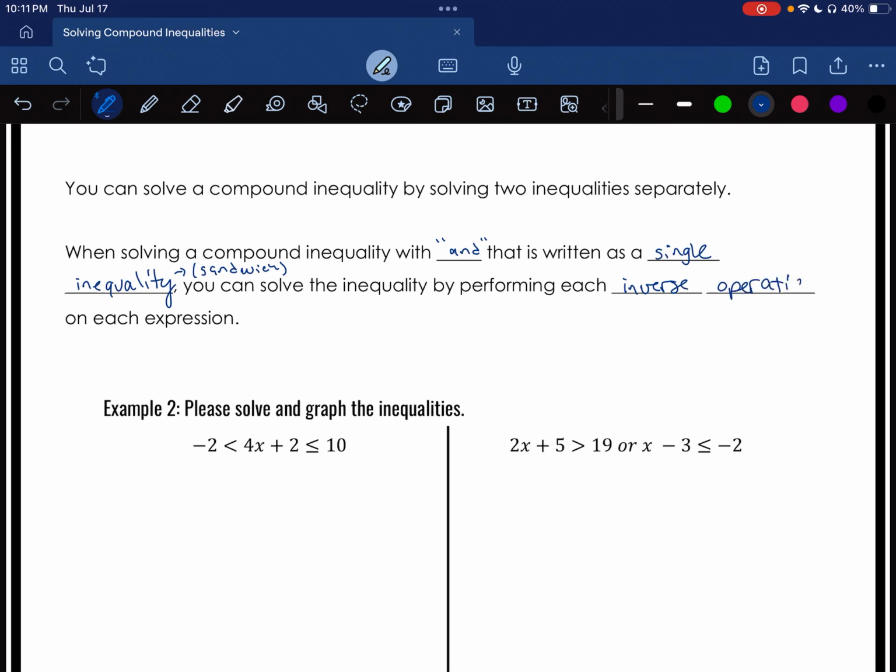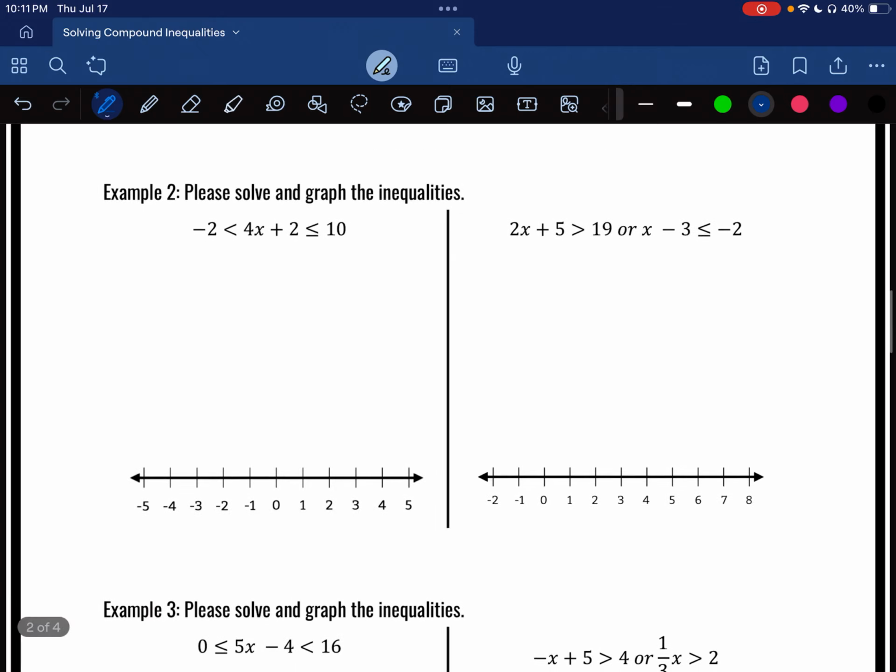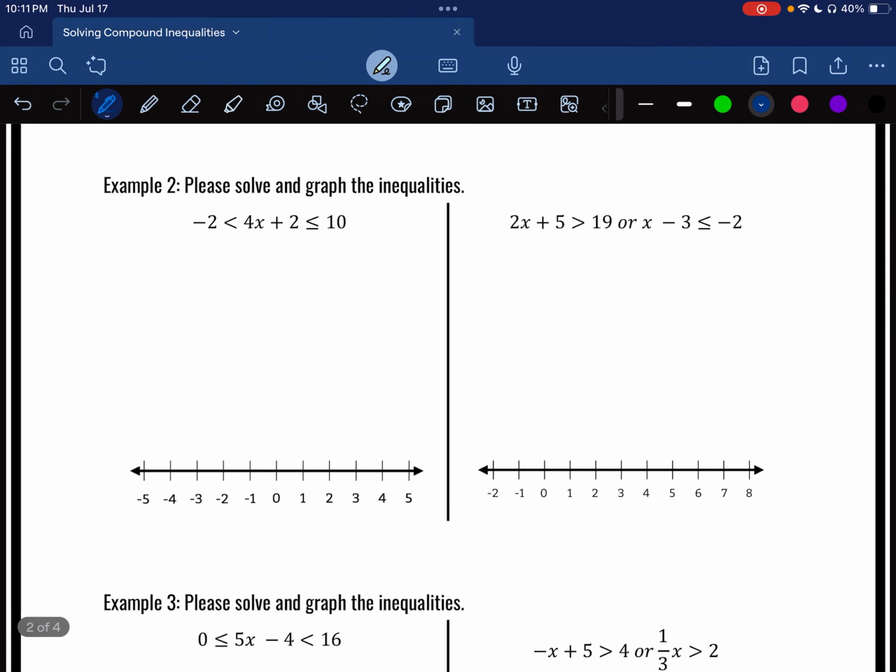So I think that's kind of fun, right? So let's solve one of those first. So here we have an and, right? So I have two symbols here. I've got negative 2 is less than 4x plus 2 is less than or equal to 10. So what's going on here? So I'm going to solve together. And it's going to work just like before, where I'm going to use my inverse operations.